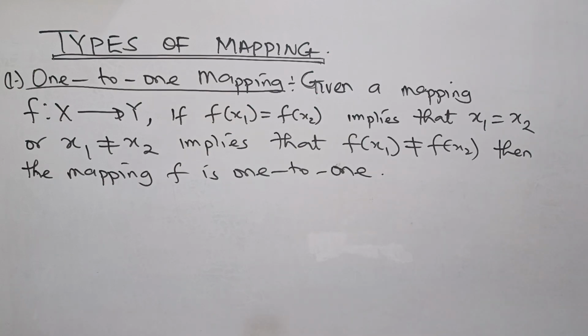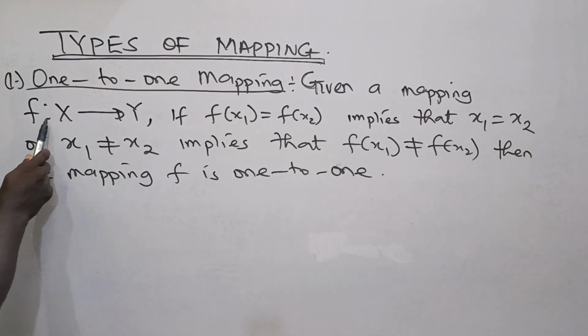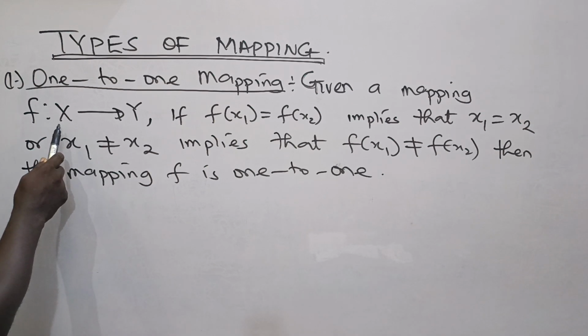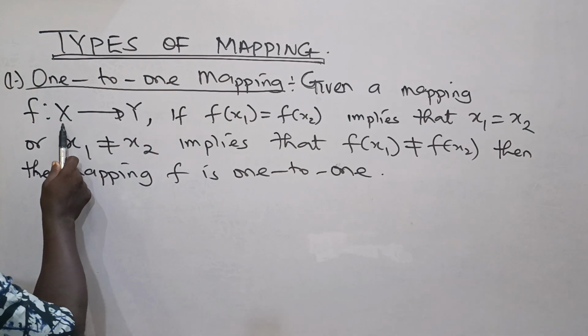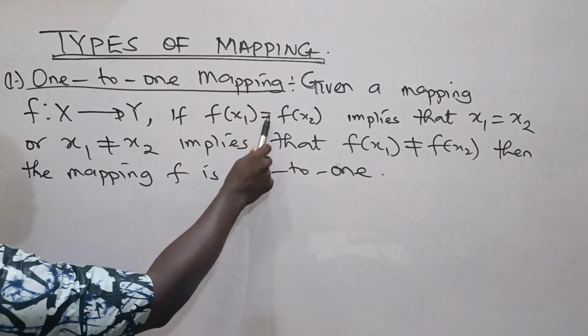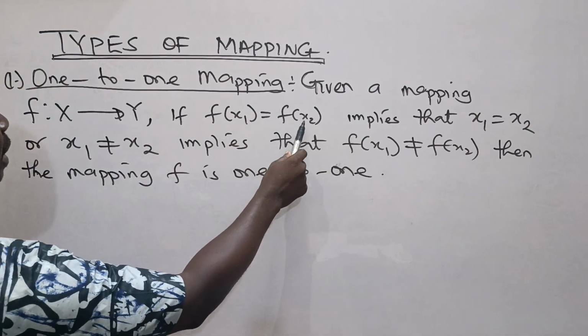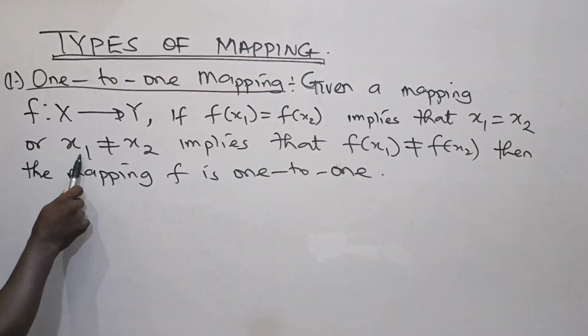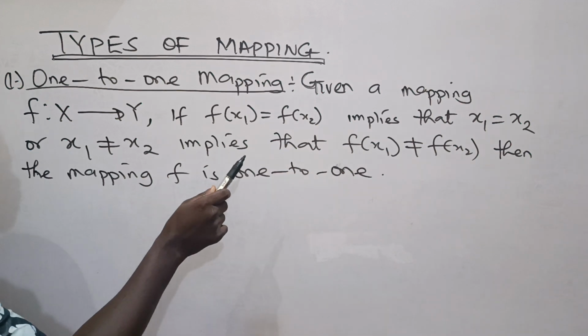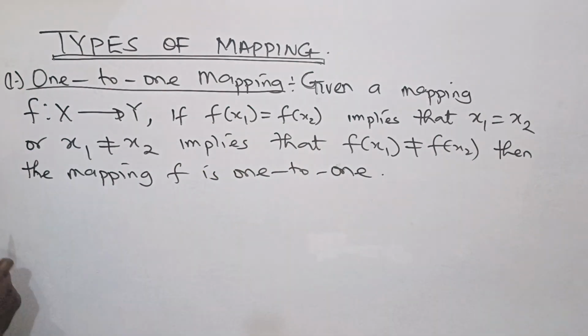Today, we want to look at types of mapping. The first one we are going to discuss is called one-to-one mapping. Given a mapping F from X to Y, if the image of element X1 is equal to the image of element X2, which implies that X1 is equal to X2, or if X1 is not equal to X2, it implies that F of X1 is not equal to F of X2, then the mapping F is one-to-one.